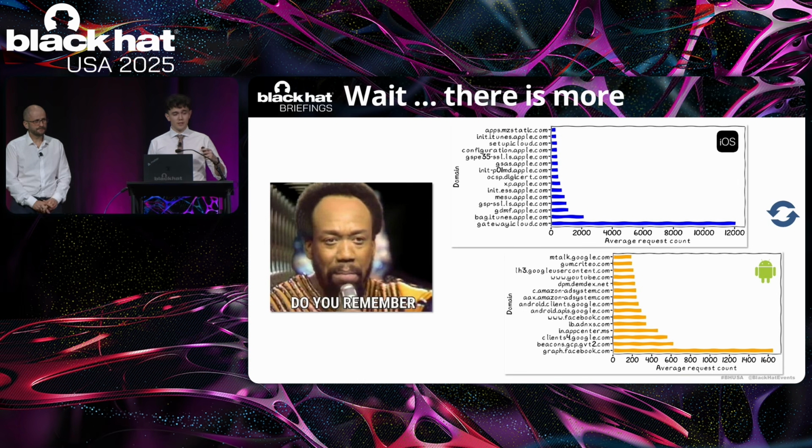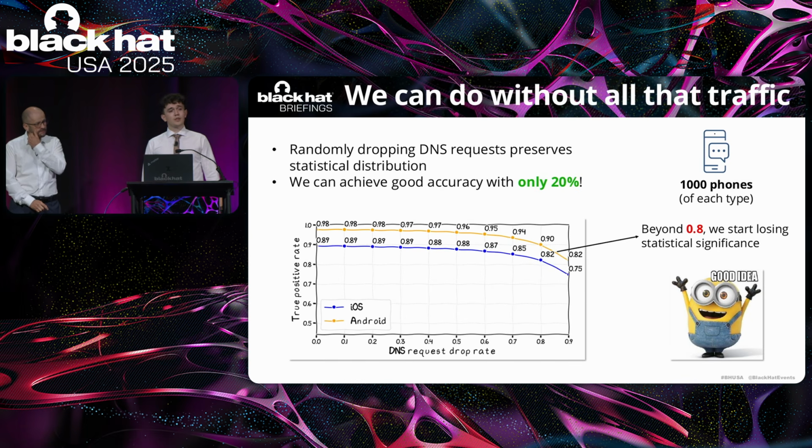Do you remember the large amount of DNS requests? Toward the end of our research, we thought, devices perform the same request over and over again. So do we really need all of those requests, or is it sufficient to have just enough to preserve their statistical distribution? We started to randomly drop DNS requests while measuring the impact on our tracking accuracy, and what do you know? By dropping 20% of requests, the accuracy stays the same, and by dropping around 80%, the devices are still fairly easy to detect.